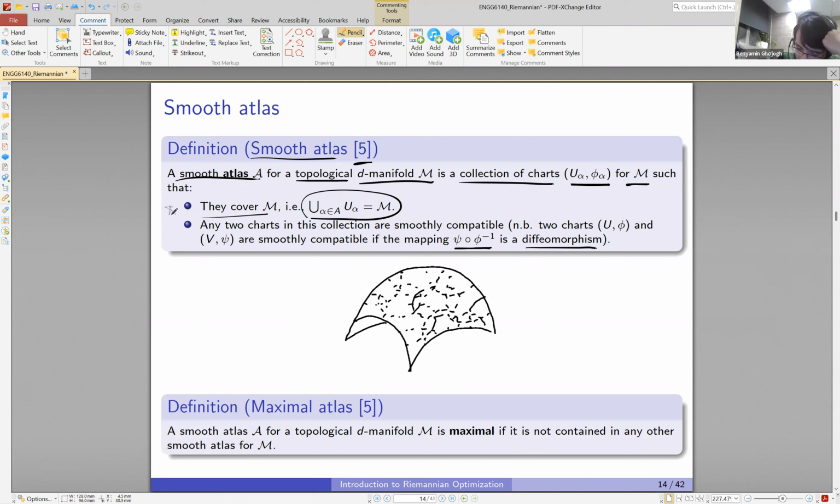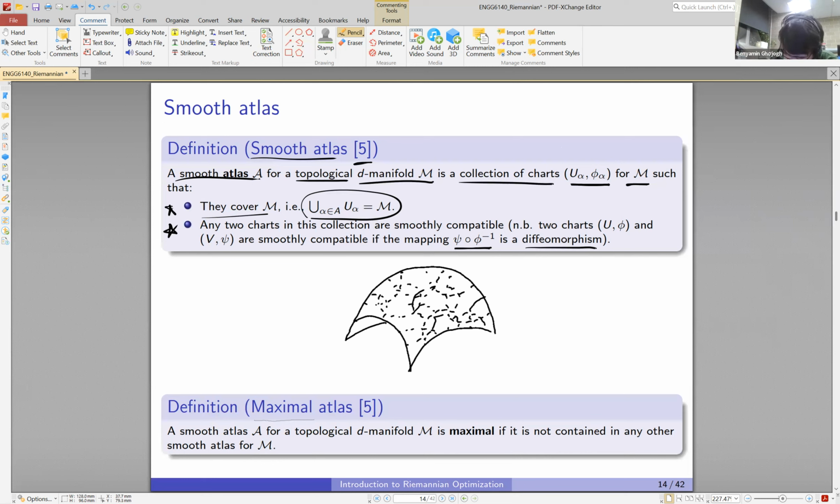So when we have these collections of charts, these are the open sets of the charts, and each of them has a mapping, a homeomorphism. This collection of charts is called a smooth atlas. I think by its name, you will understand it easily. Atlas means that it's covering the whole thing, right? Okay.